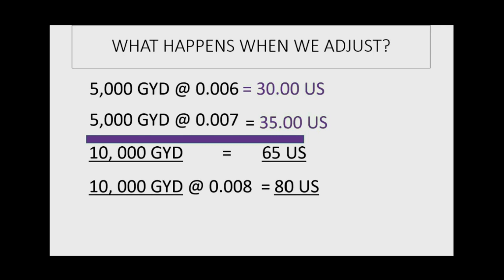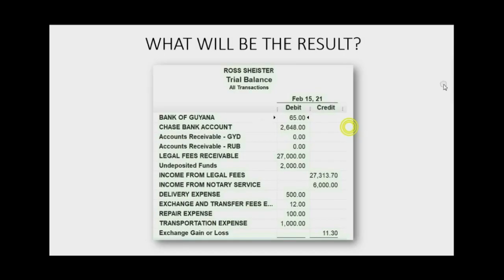So before we adjust, we have $65 in the Guyana bank account. But when we update the price of each unit, that means that the value of the whole bank account increases from $65 to 80 US dollars, and that means we have a $15 gain at the moment we adjust the value to make our financial statements correct.